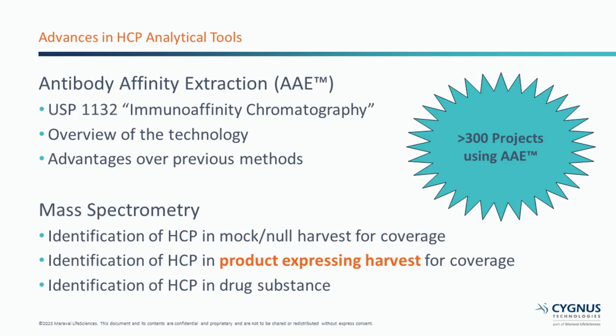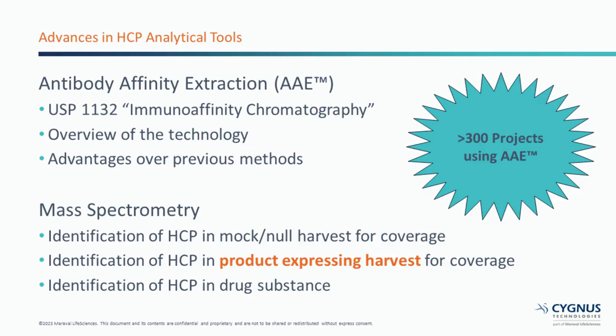So antibody affinity extraction, or AAE, is a Cygnus-coined term, but it is referenced as immunoaffinity chromatography in USP Chapter 1132. It has been used in over 300 projects to perform antibody coverage analysis for regulatory submissions.